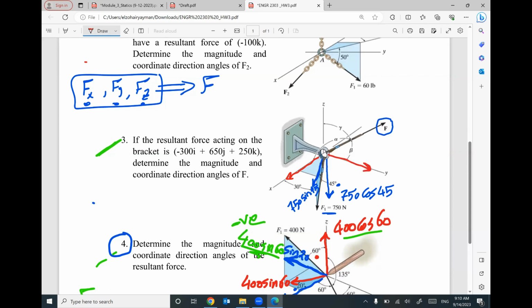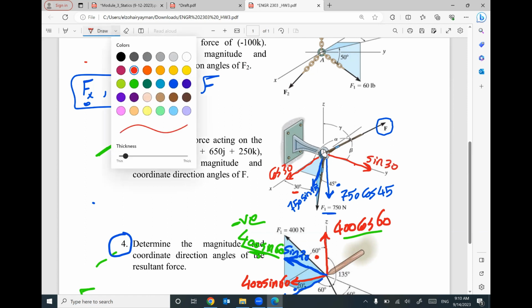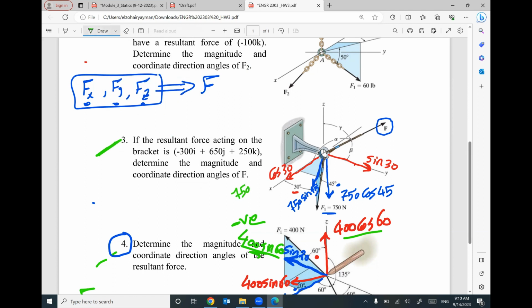Which angle between the two lines? It will be 30. This one will be cosine 30, and this one will be sine 30. So which component will be broken? 750 sine 45 degree. This is the value of the projection line. So I am able to break my forces into three components.